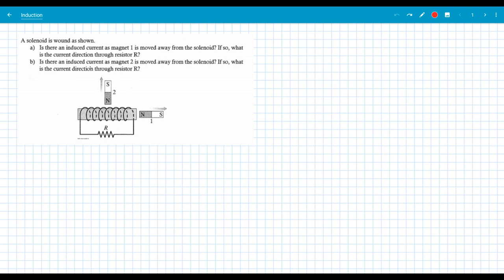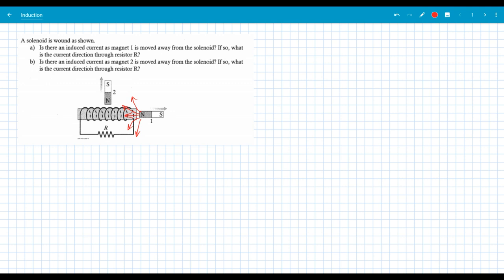What I want to add to the permanent magnet is the field. Question A asks us about magnet 1, so I'm just going to look at that magnet for a moment. I want to draw the magnetic field due to that magnet. These are the field lines due to that magnet, looking like this. So there's my B field, and I draw that because I want you to think about the B field lines.